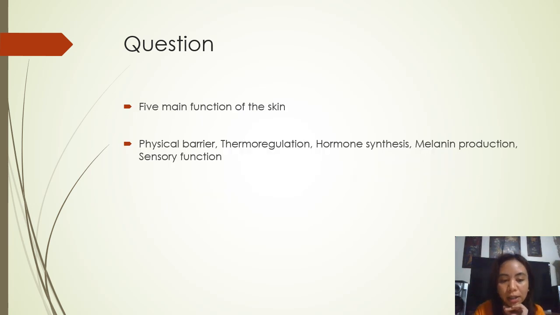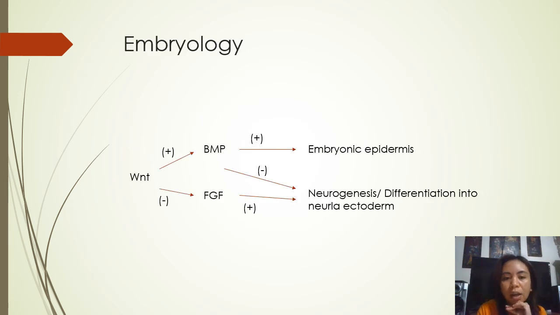And then let's discuss five main functions of the skin. There are five major functions. One is physical barrier from toxins and stressors from the environment. Thermoregulation, hormone synthesis, melanin production, and sensory function.